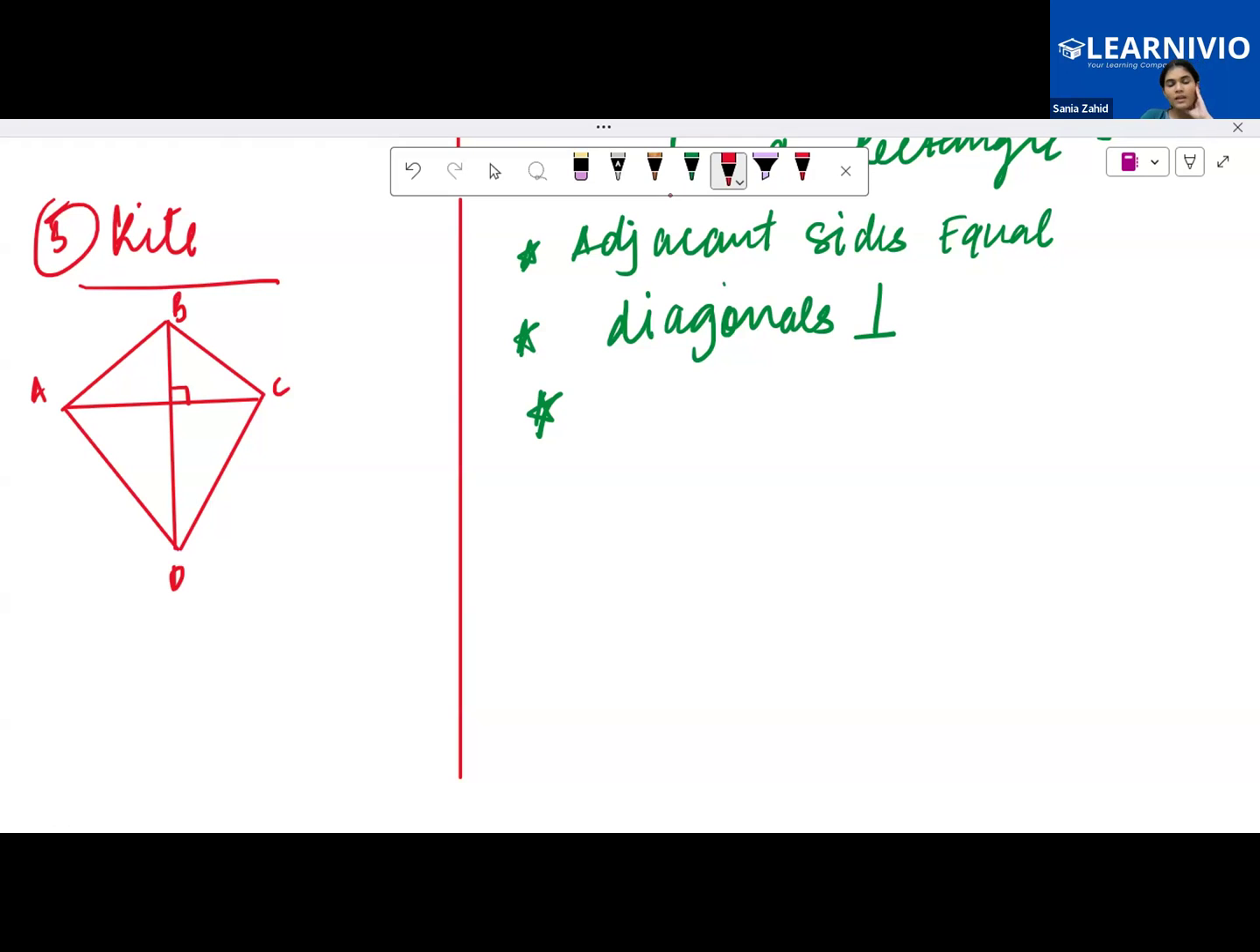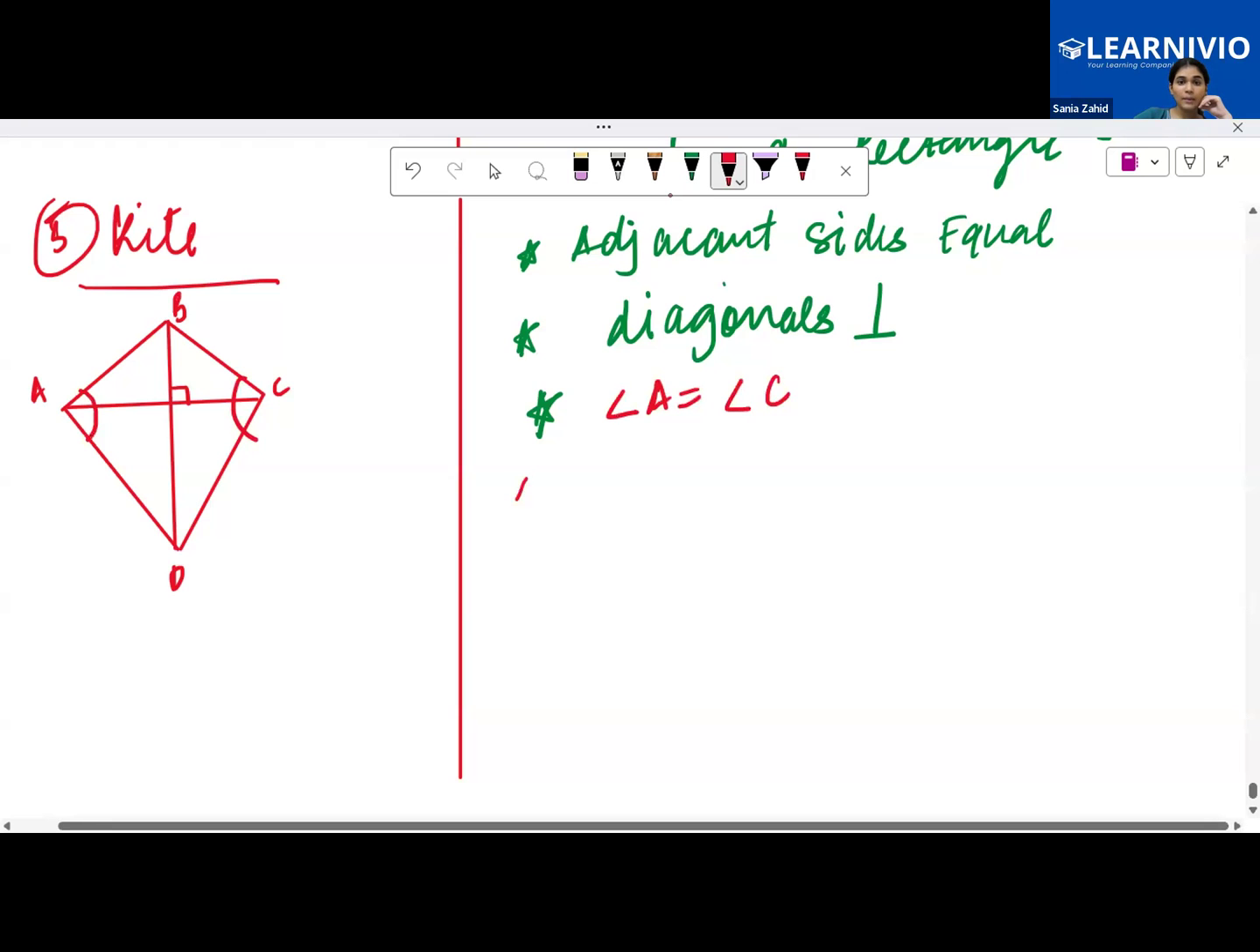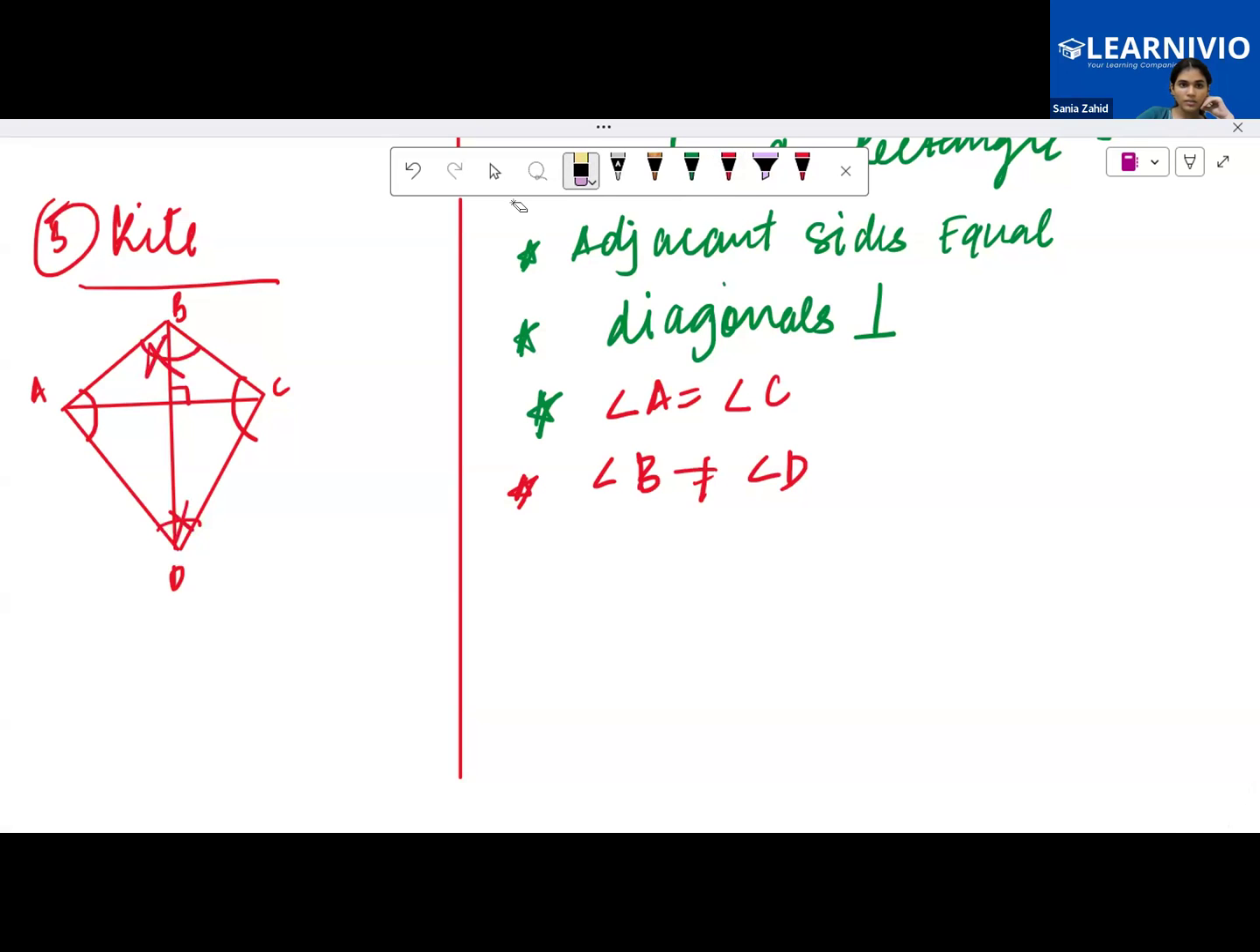Okay. Then the angles, it can depend on variation. Like we have different kinds of kites. But most of the time, angle A is equal to angle C. Yes, ma'am. Okay. But angle B is not equal to angle D. Like this angle and this angle will not be equal. Why, ma'am? They are not equal. Why? We don't have the orientation as such. Ma'am, since adjacent sides are equal, so A and B are equal.